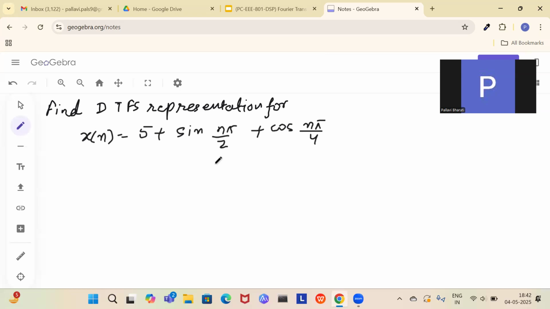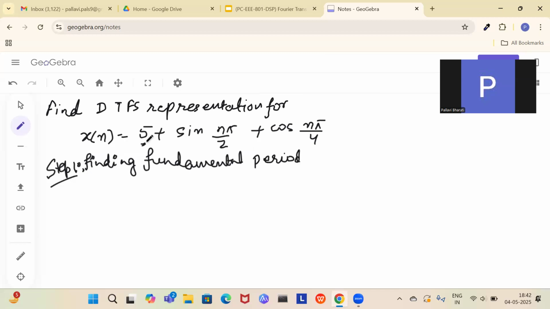So first step, always remember, in the previous question we did it in a hurry. Let us do it stepwise. Step 1 will be finding the fundamental time period, or you can say fundamental period itself. First thing we will do is finding the fundamental period.